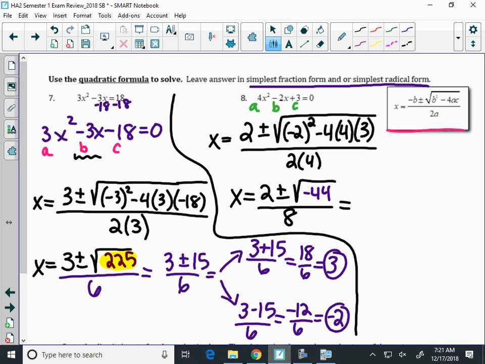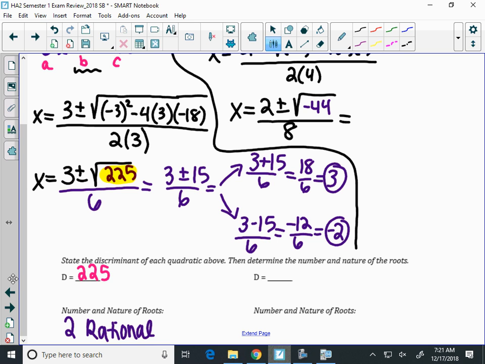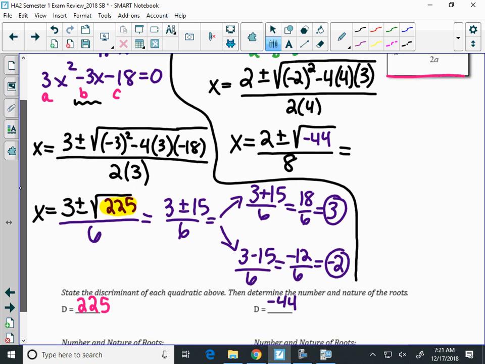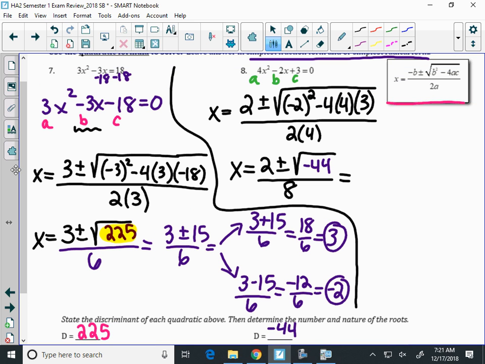Now just like the last problem, if I go way down here, the discriminant for this problem, -44, tells us that there are going to be two imaginary roots. So I'm going to have i in my answer. I need to simplify this radical right here. I don't want to leave -44 under a radical.